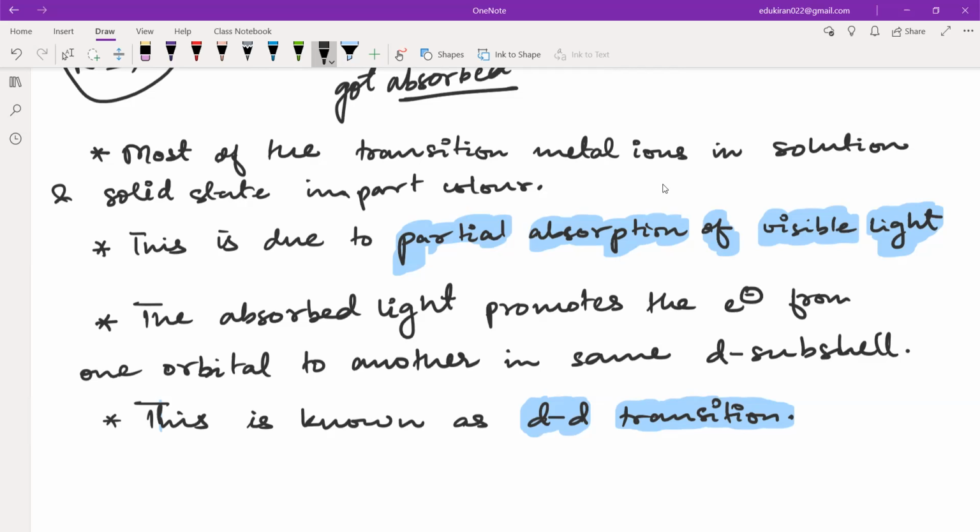The first thing is that there should be some electrons in the d subshell, and there should be some vacant orbital. There should be some space left in the subshell for the d-d transition to happen. And that is why I can write one more point, please write this with me.